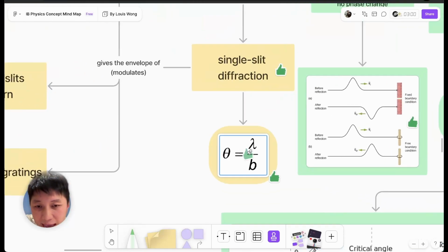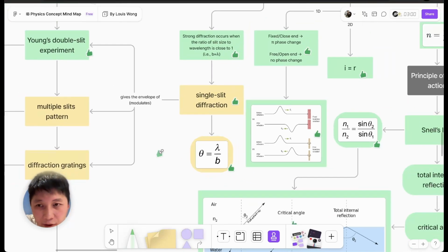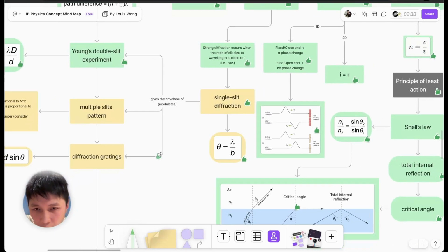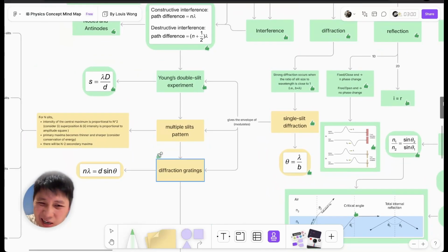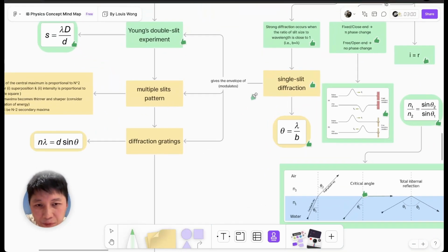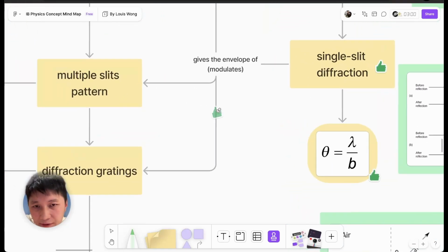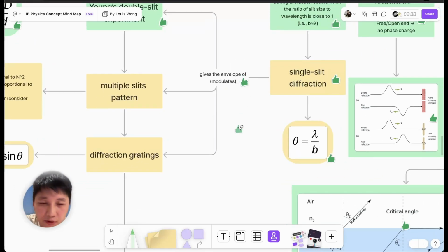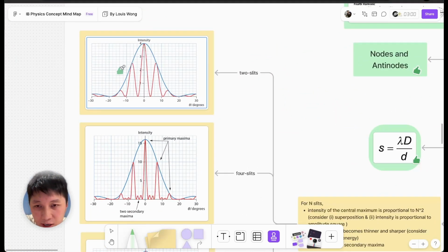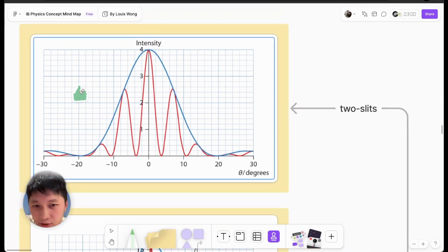As for the angle here, it is the first minimum. People always for some reason think it's the maximum, but it's not. It's the first minimum. So when you apply this equation, make sure you understand how the symbols are defined. The single slit diffraction effect will give the envelope, or we use the word modulation, which we'll go through later. Maybe I'll just show it to you now.